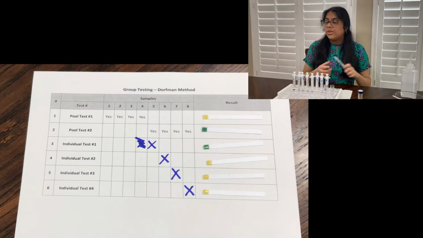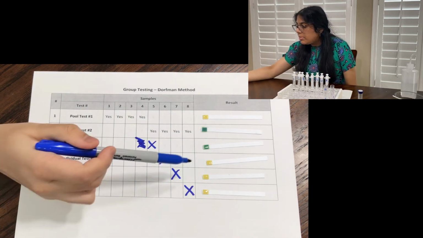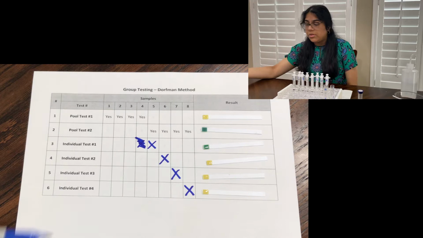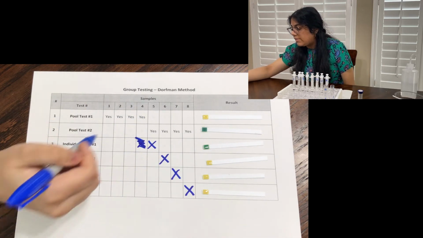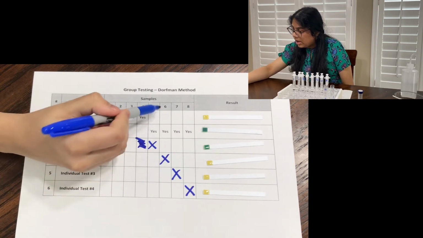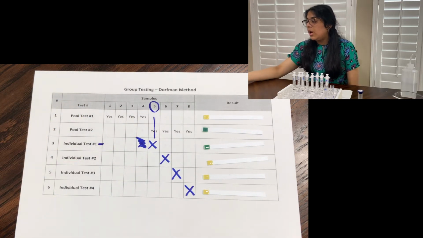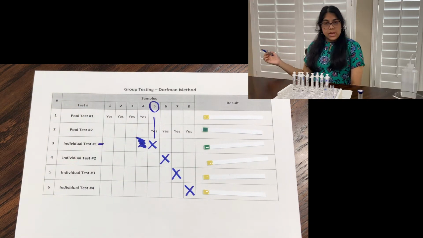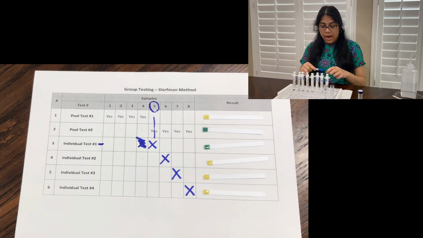Okay, so 30 seconds is up, so now let's look at the results. The test strip that turned green, so the one that had glucose in it, aligns with what we did with test number 5. This is that first individual test, and as you can see, we actually placed sample 5 in it, like this. So this is significant because we were able to use only 6 tests and determine that one infected individual out of a total pool of 8 people.